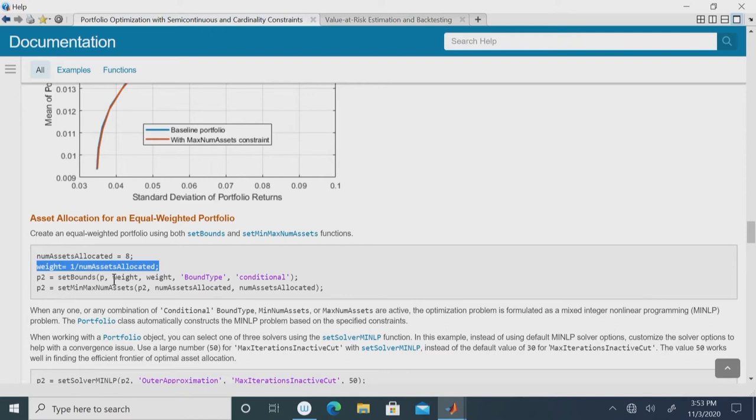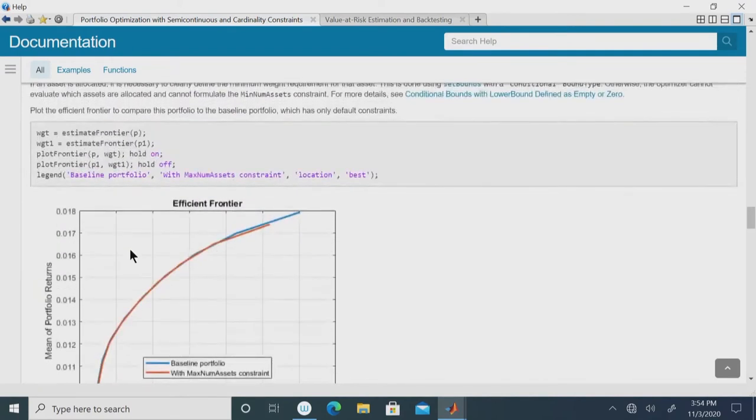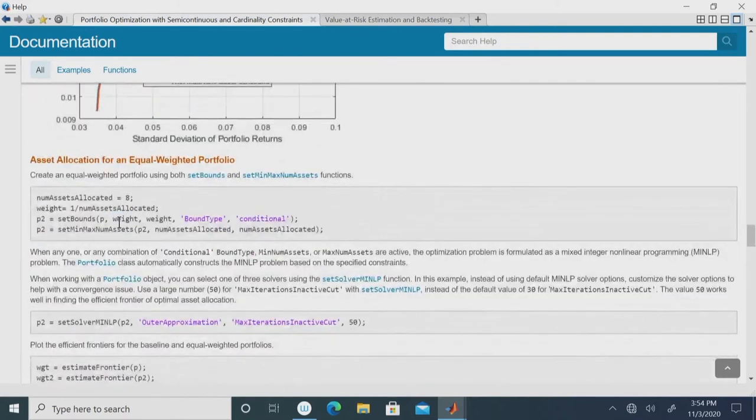The bounds are set in an interesting manner, where you put the bounds to be P weight weight. Here if you observe, we have set the bounds P1 0.05, which means the minimum weight is going to be 0.05. But here we are setting the minimum as well as the maximum weight for each asset to simply be 1 over 8. Also, we set the minimum number of assets and maximum number of assets to be identical, which is basically going to be equal to 8 that you have chosen.